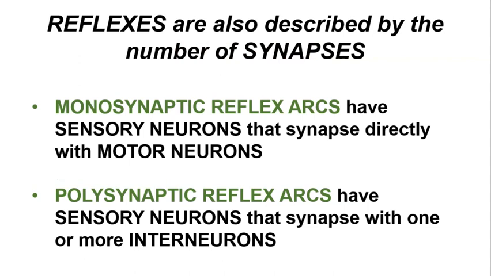Reflex arcs can also be described by how many synapses are present in that particular reflex. Monosynaptic reflex arcs have sensory neurons that synapse directly with motor neurons, while polysynaptic reflex arcs have sensory neurons that synapse with one or more interneurons within the central nervous system. So recall that these interneurons would then have synapses with motor neurons that are carrying out the body's response to that stimulus.